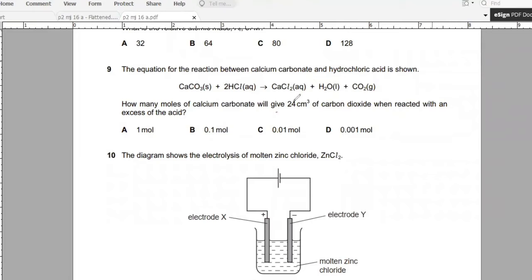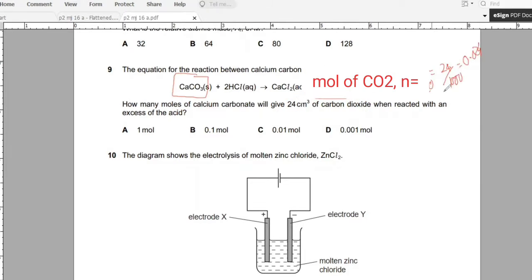You look at it. You have information about carbon dioxide. How much? 24 centimeter cube. That means the volume you know. But you are going to find the number of moles of calcium carbonate. What do you have to find? Number of moles. In the question, carbon dioxide is given as 24 centimeter cube, so it is not in appropriate units. You need to convert into decimeter cube. So just divide by 1000, so you will get it in the appropriate unit.